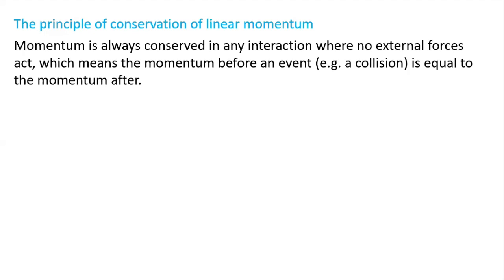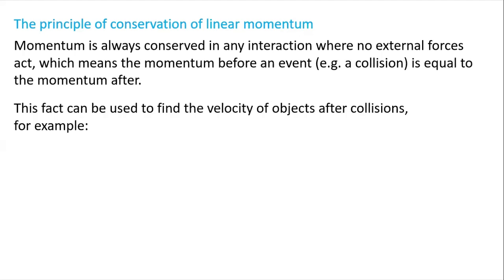Momentum is always conserved in any interaction where no external forces act, which means the momentum before an event, for example a collision, is equal to the momentum after. This fact can be used to find the velocity of objects after collisions.